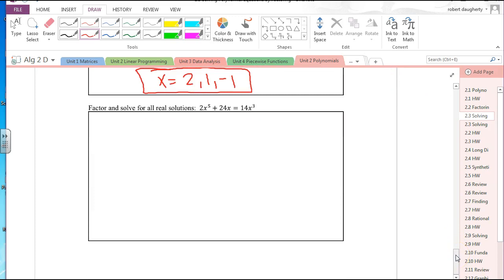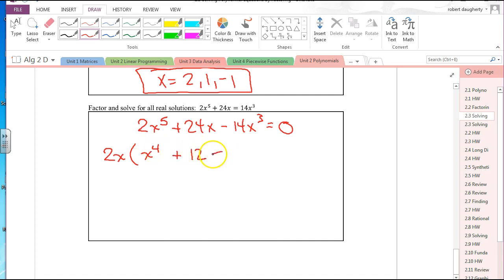Then let's look at the last one. This guy, 2x to the 5th plus 24x minus 14x cubed equals 0. What can I factor out? It looks like I can factor out a 2x, and I'm left with x to the 4th plus 12 minus 7x squared equals 0.